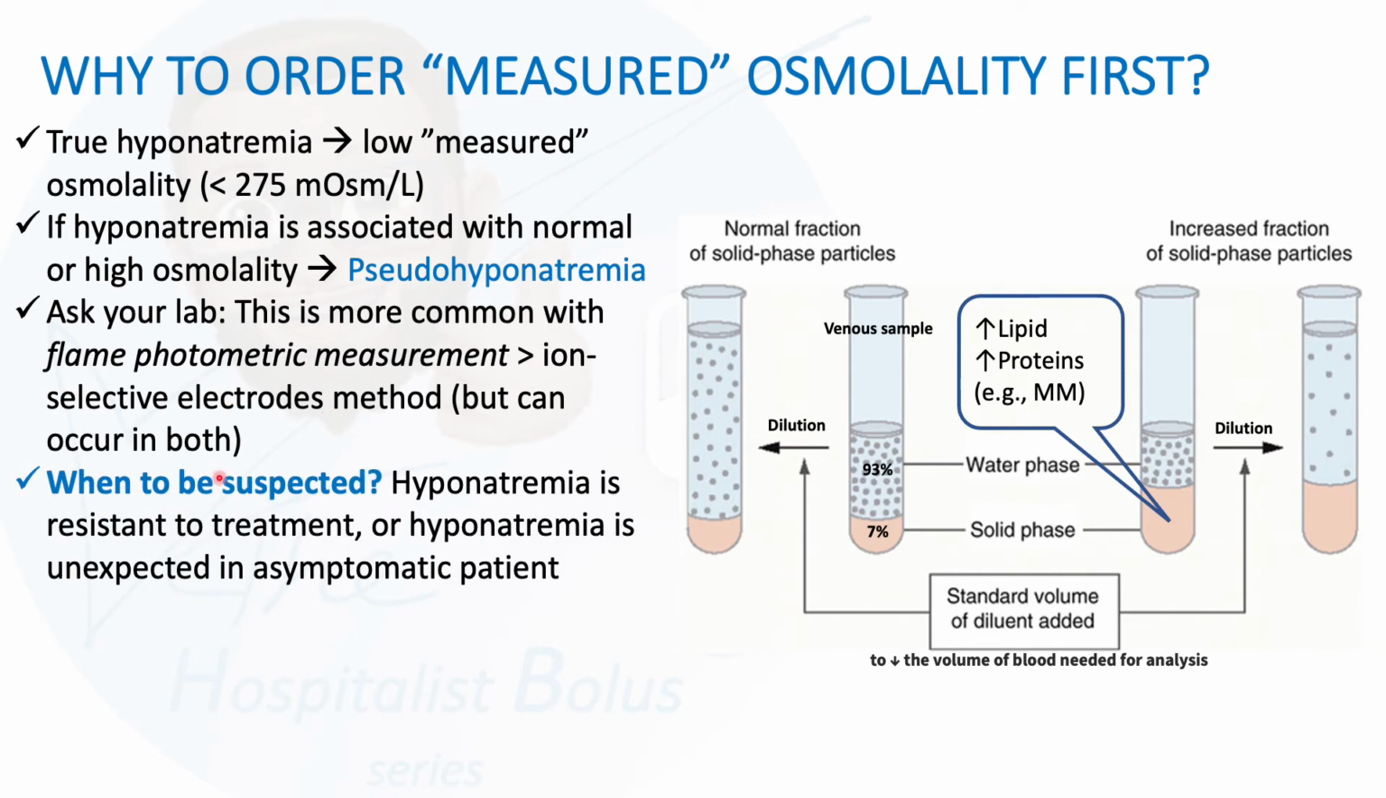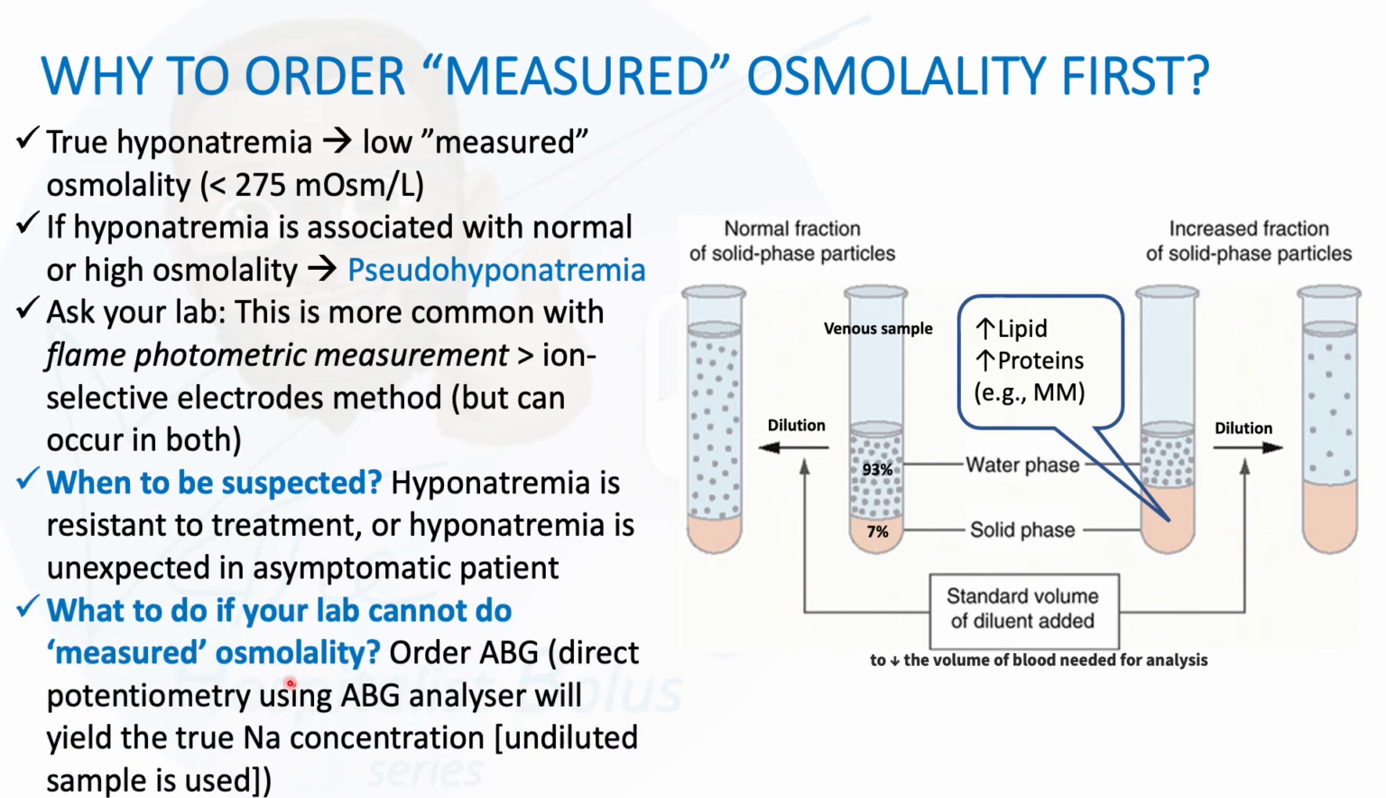When do you suspect pseudohyponatremia? If hyponatremia is resistant to treatment, or if hyponatremia is unexpected in a patient who is totally asymptomatic, meaning it doesn't make sense, there's something going on with this patient's hyponatremia that you're not sure about. So if you don't want to miss pseudohyponatremia, one thing you can do is to think about it and ask the lab if this is how they measure the serum osmolality.